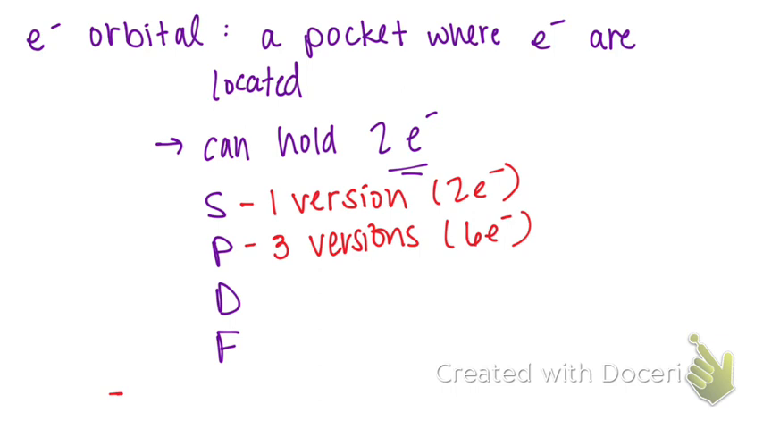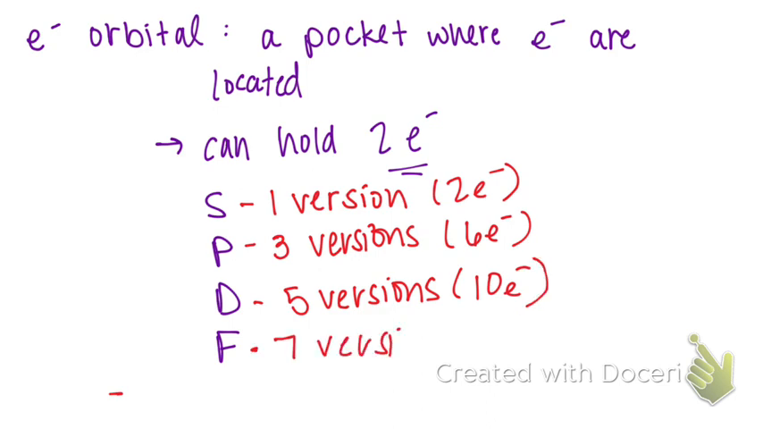Let me walk it back a little bit further. When I say versions, I mean the ways that it can orient itself around the nucleus, okay? I'll show you a picture of it pretty soon so we can bring it all together. But the d orbitals have 5 versions, which means it can hold a total of how many? 10. And then the f orbital has 7 versions, which means it can hold a total of 14 electrons.